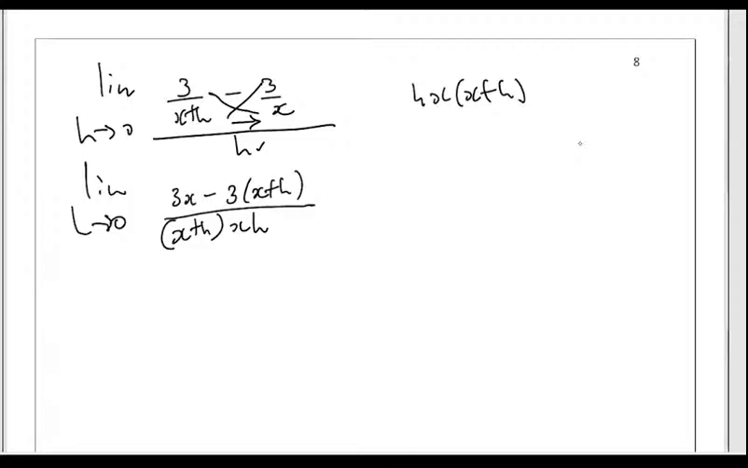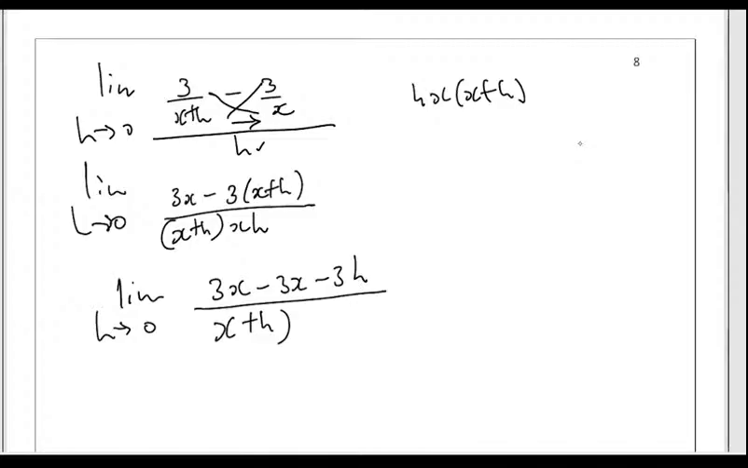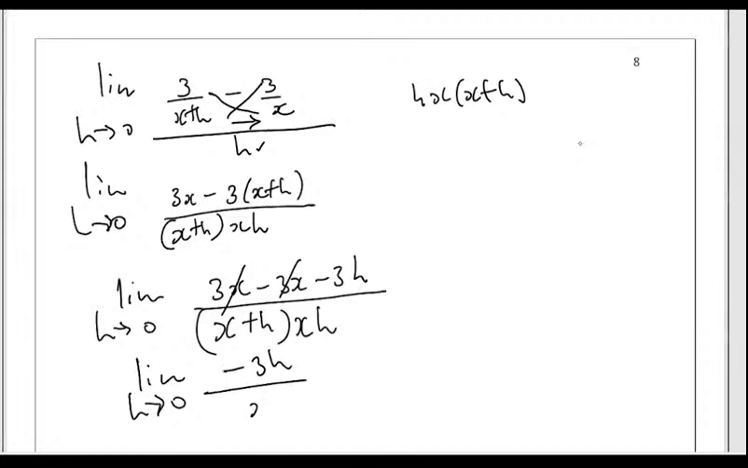Then open that bracket. So the limit as h tends to 0, we have 3x minus 3x minus 3h, all over x plus h into xh. I don't need to open this, let me just leave it the way it is. So this cancels that, and we are just left with the limit as h tends to 0. We factorize, so negative 3h over x plus h, and then xh. This h cancels that. We are only left with negative 3 over x plus 0.